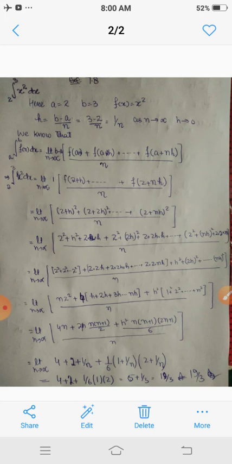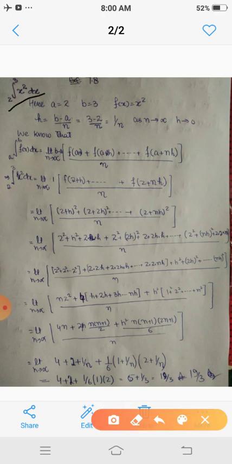In the previous lecture we discussed the definite integral as the limit of a sum. Today we are going to discuss exercise 7.8, that is, we will solve these definite integrals by using the concept of limit of a sum. The first one is to find the integral from 2 to 3 of x square dx.